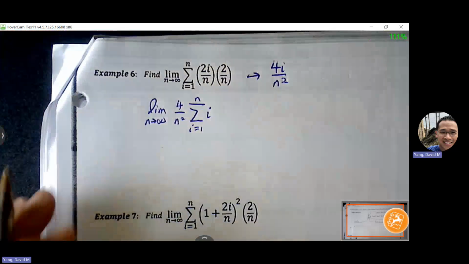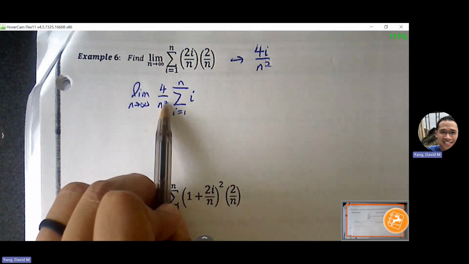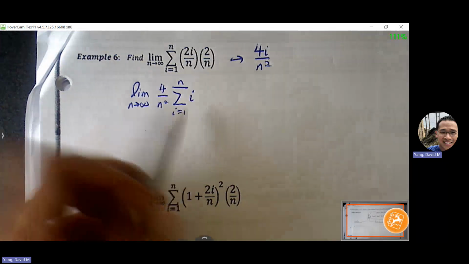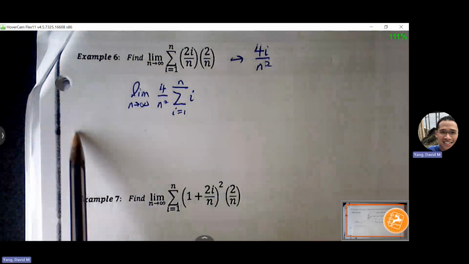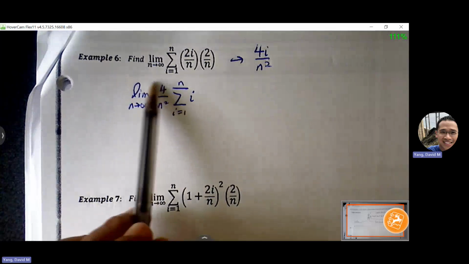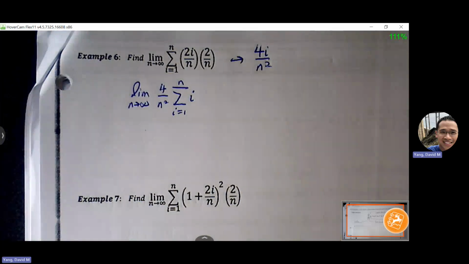But I'm going to push that 4 over n squared out. Why can you push out the 4 over n squared? Because these are not changing. These are set in stone. It's the i that's changing. Because if we want to do limit as n approaches infinity, we have to convert everything in terms of n. So this is already ready to go. We just have to convert this in terms of n.